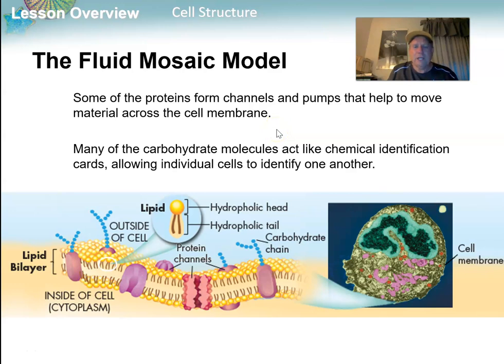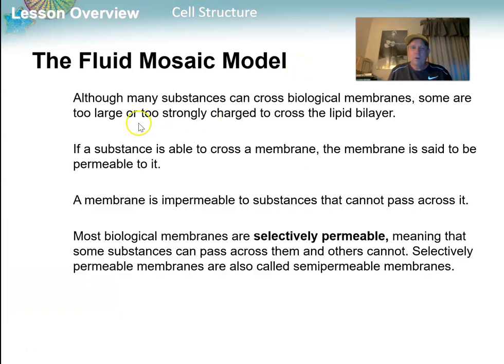Some of the proteins form channels and pumps that help to move materials across the membrane, just what I was telling you about. So the proteins help things get in and out of the cell that are too big or have a certain charge. Many of the carbohydrate molecules act like chemical identification cards, allowing individual cells to identify one another. Although many substances can cross biological membranes, some are too large or too strongly charged to cross the lipid bilayer, just what I mentioned before.